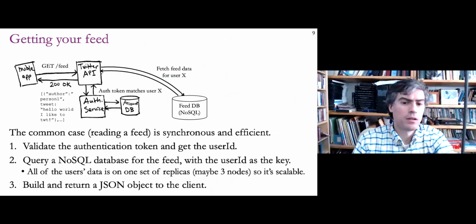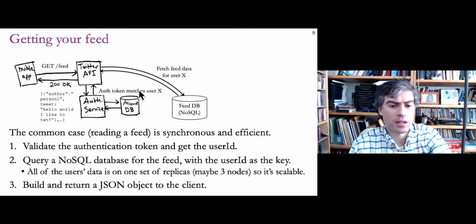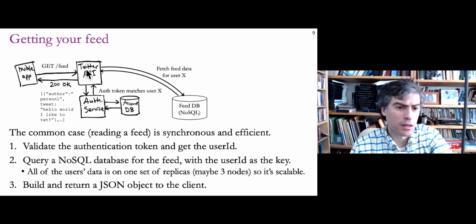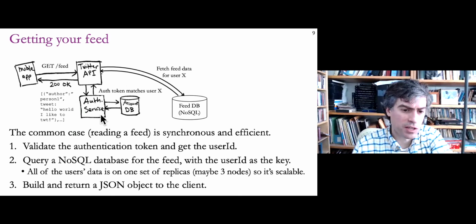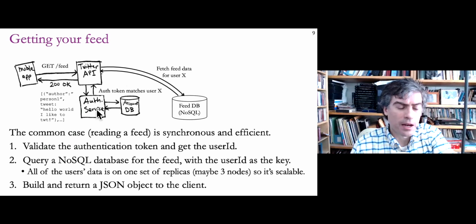So to get your feed then, let's see why this is fast. This is the common case, of course, just the user browsing the app. The mobile app makes a GET request to a certain API endpoint to get the data. This API service, this API gateway we might call it, checks the authentication token is valid. That's step number one. It might have to make a call to this microservice on the side to do that, or it might have a cached response from a previous request that it got. And then at that point, it does a query to this NoSQL database, this feed database, to read the feed.